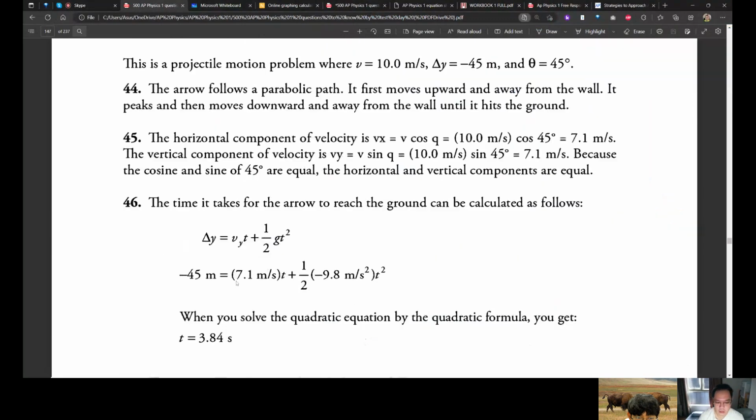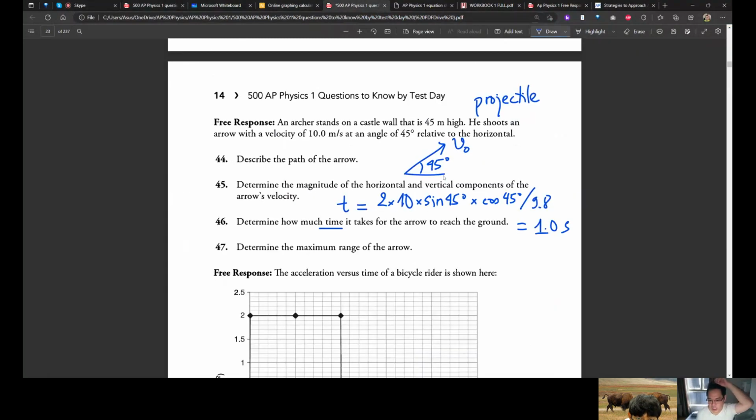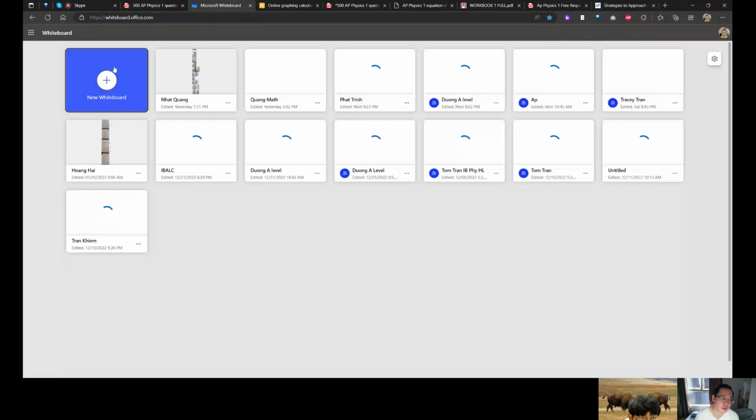46. Oh, the time is much longer. Something is wrong with my calculation. Oh, sorry, I know why I was wrong. This equation is only applicable, only valid for calculating the time for the arrow to reach its initial height, but in this case the arrow was shot from a certain height compared to the ground.